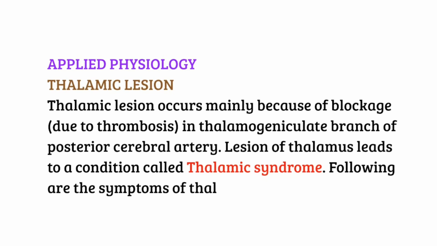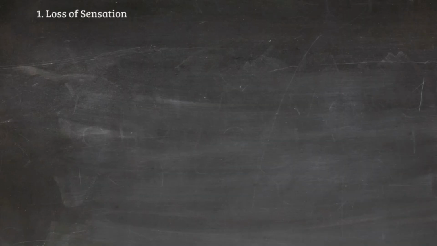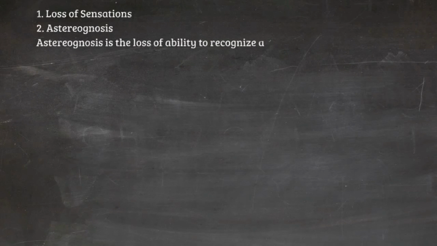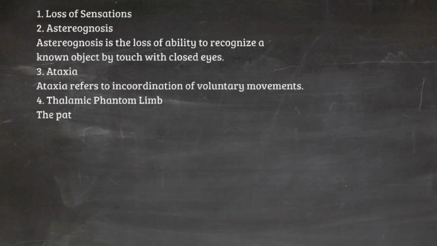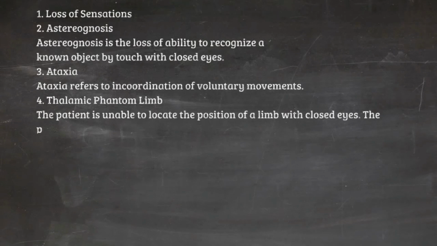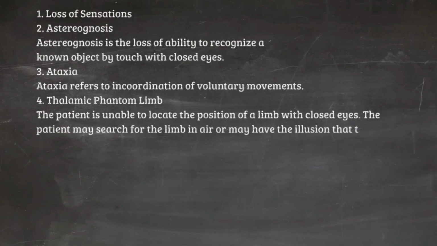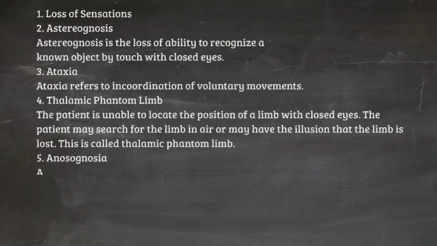Following are the symptoms of thalamic syndrome. 1. Loss of sensations. 2. Astereognosis, which is the loss of ability to recognize a known object by touch with closed eyes. 3. Ataxia, which refers to incoordination of voluntary movements. 4. Thalamic phantom limb. The patient is unable to locate the position of a limb with closed eyes. The patient may search for the limb in air or may have the illusion that the limb is lost. This is called thalamic phantom limb.